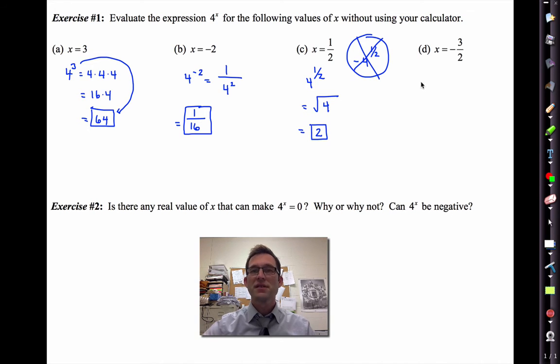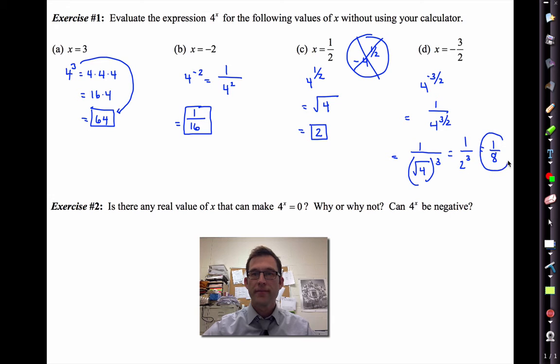Finally, x equals negative 3/2. We're going to have 4 to the negative 3/2, which by definition is 1 divided by 4 to the 3/2, which again is 1 divided by the square root of 4, quantity cubed, and that's going to be 1 divided by 2 cubed, and that's going to be 1/8.